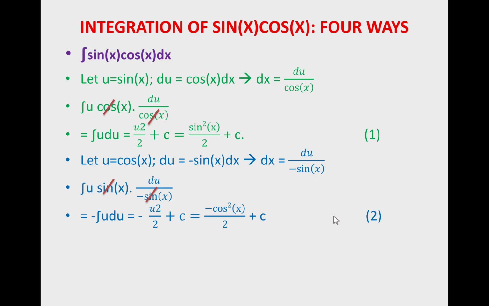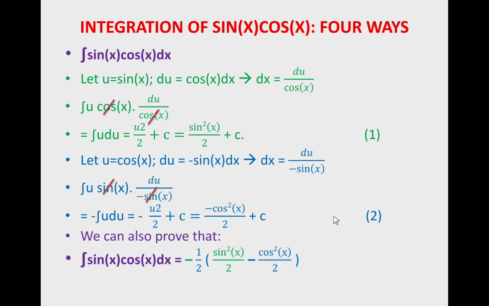Now we will go ahead and make the hypothesis for the third solution, and we will prove it later on. So we're also claiming that the integration of sin x cosine x dx is equal to negative half, and then between parentheses, open parentheses, sin squared x over 2 minus cosine squared x over 2, close the parentheses.